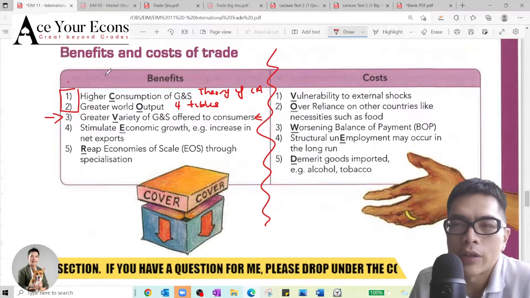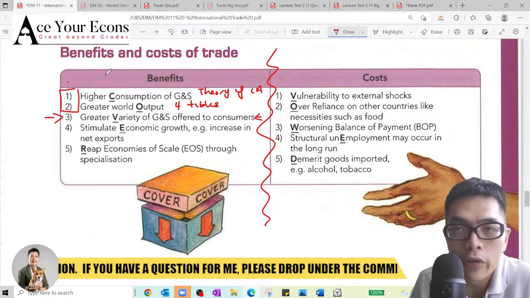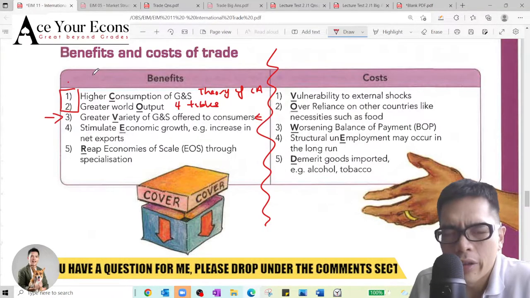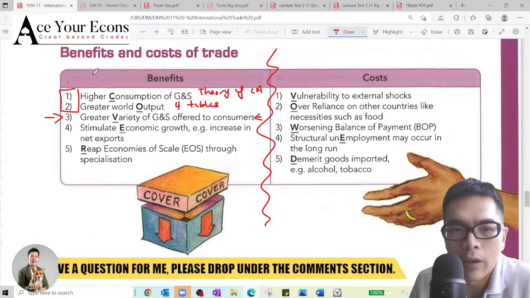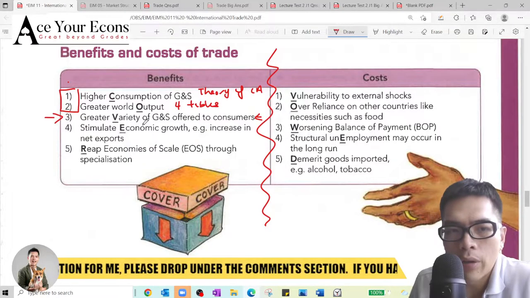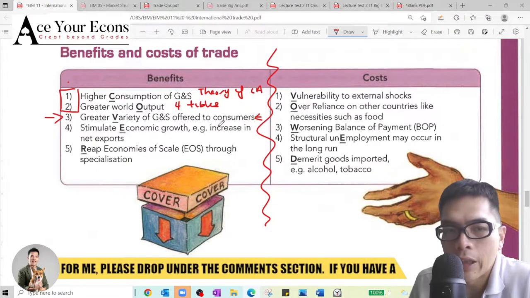Different styles of clothes. Okay, so fruits like strawberries, like oranges. You realize that Singapore, we ourselves, don't produce fruits. So with trade, we are going to enjoy a greater variety of goods and services.